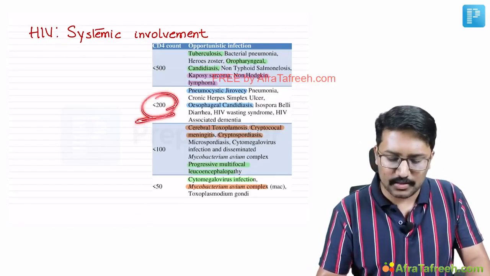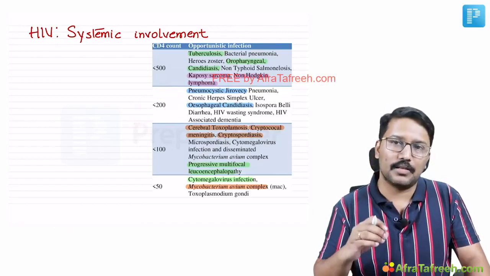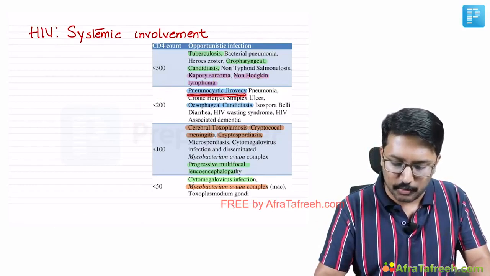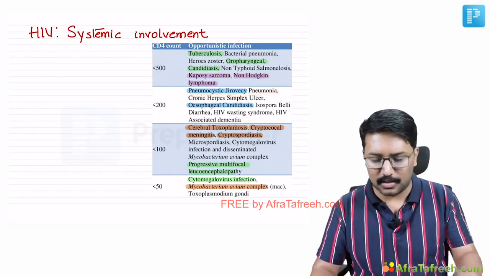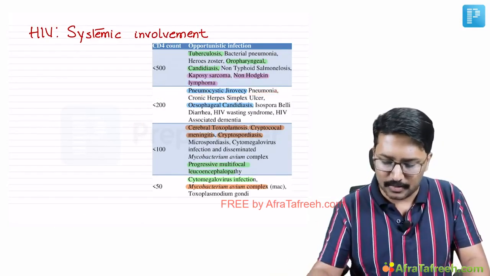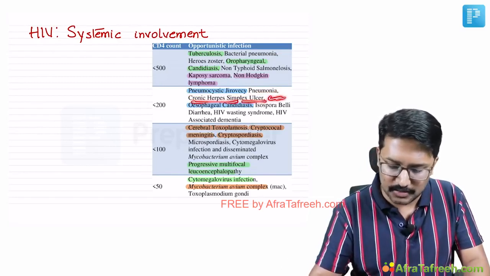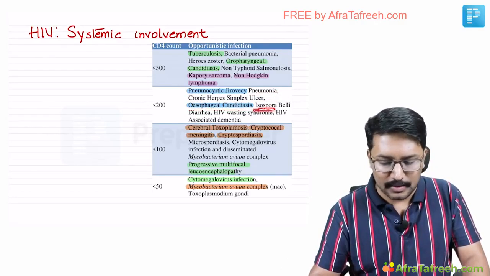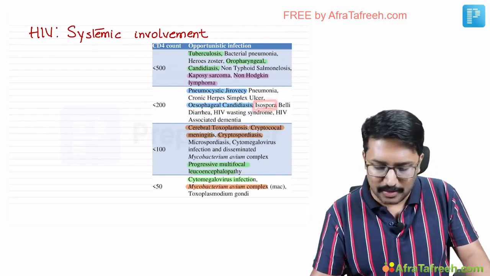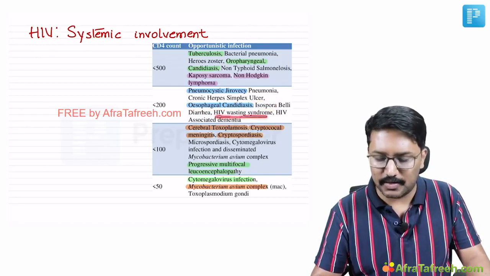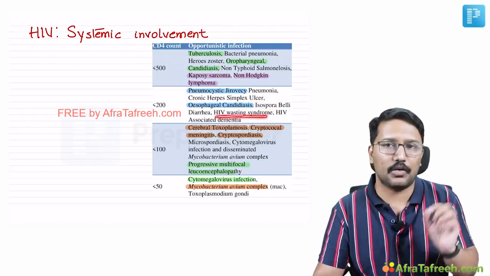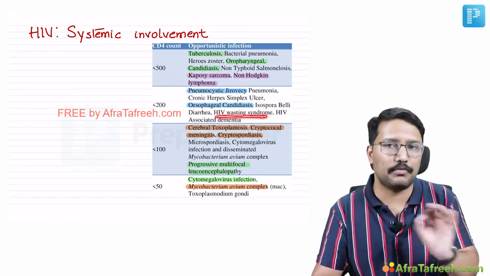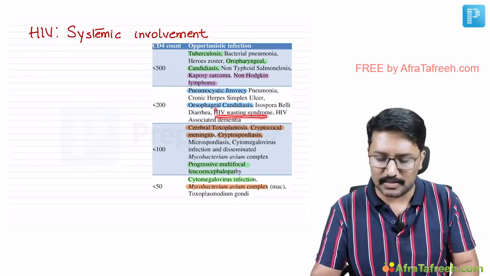Now, when the CD4 count is less than 200, that is where the real opportunistic infection starts becoming evident. Patients can develop pneumocystis carinii pneumonia, or in current terminology, pneumocystis jirovecii pneumonia. They can develop chronic herpes simplex ulcers, esophageal candidiasis, and GIT infection by Isospora belli. They can have what is called HIV wasting syndrome, where the patient has significant weight loss, more than 10% weight loss, associated with diarrhea and fever, all lasting for more than 1 month. We call it HIV wasting syndrome.